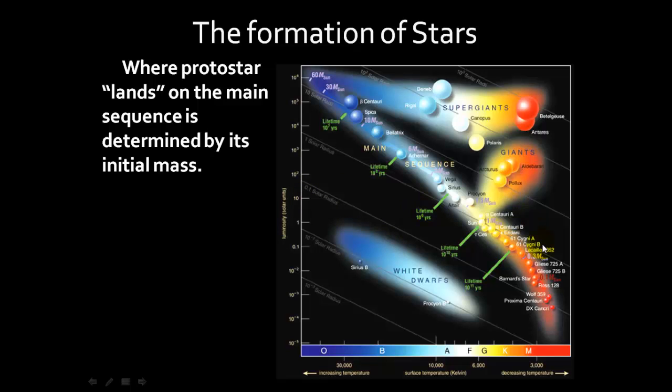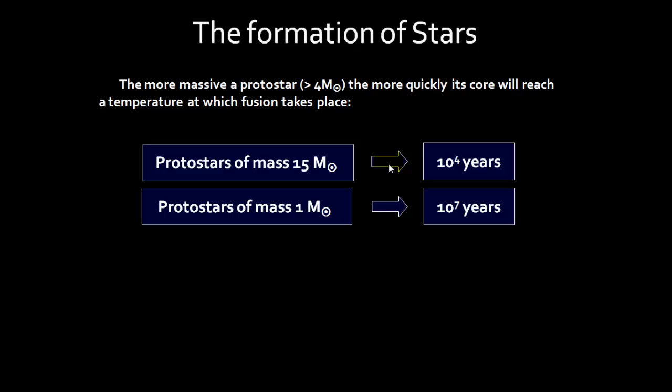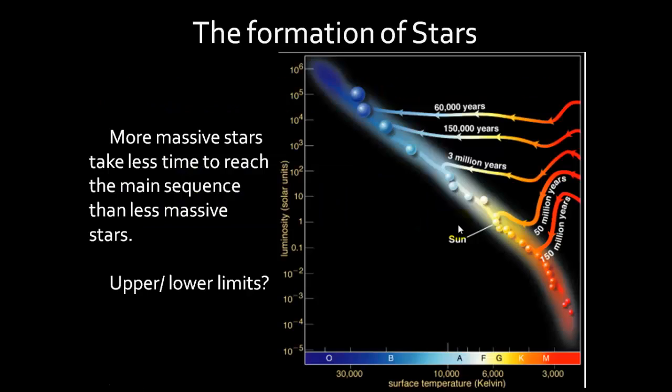If it's a very small mass star, it will land here. If it's large, it will land here. It depends how big the cloud of gas is. So if you have a star of roughly 15 solar masses, it will take 10,000 years. If it's 1 solar mass, then it will take about 7 years for it to form and land on the main sequence. So this is the path showing the time taken to land on parts of the main sequence. What are the upper and lower limits?